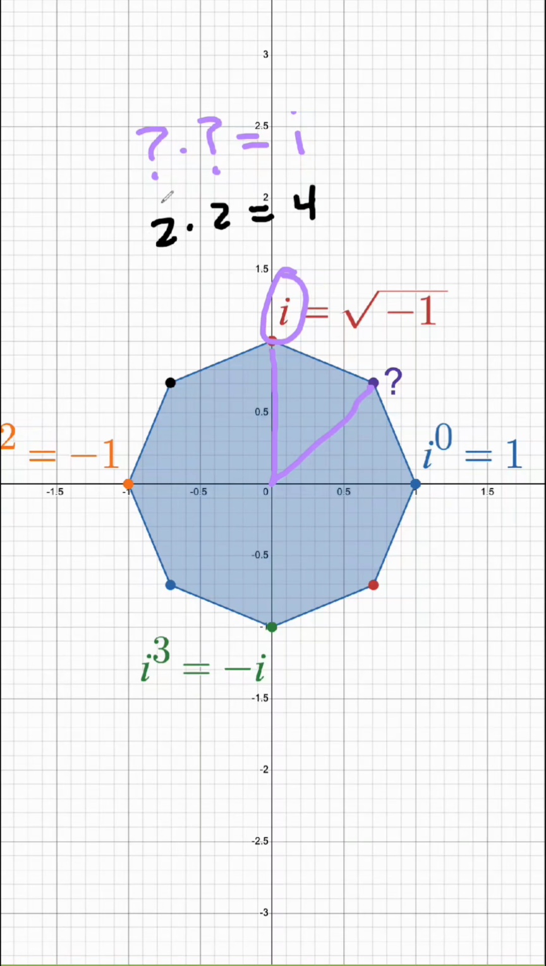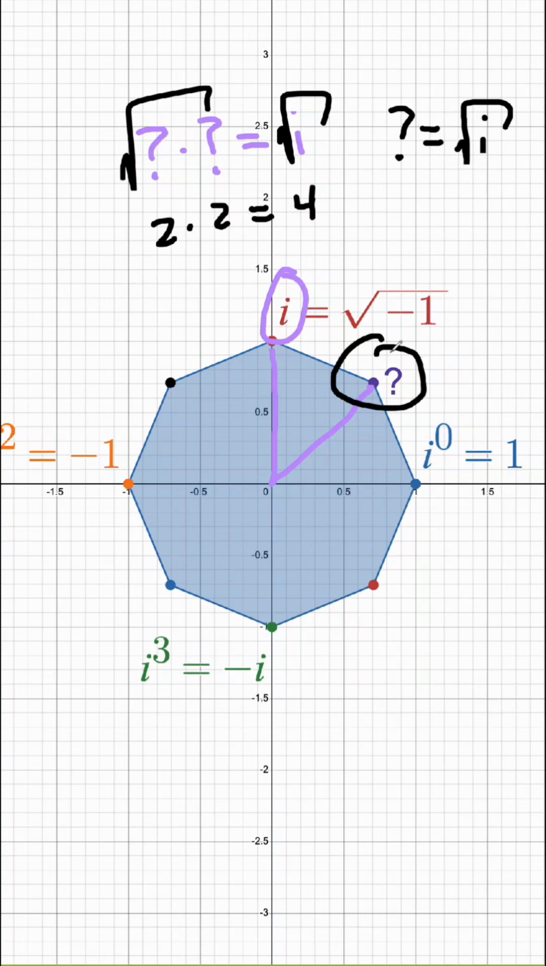So if we're trying to find out what this unknown number is, we simply take a square root of both sides, and that gives us our answer. So we're trying to find the square root of i. This mystery number here is the square root of i, or i to the 1/2 power. Kind of weird to take a square root of an imaginary number, but it's exactly what we need to do.